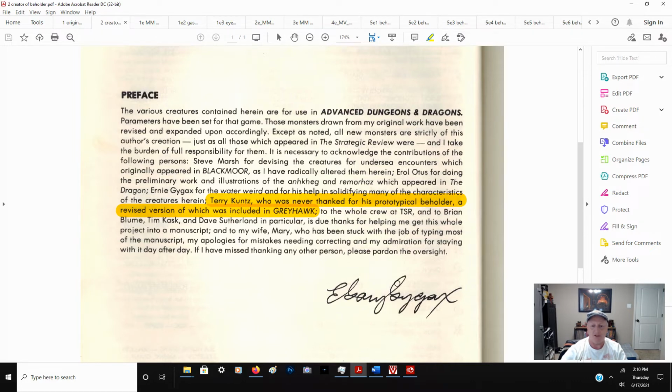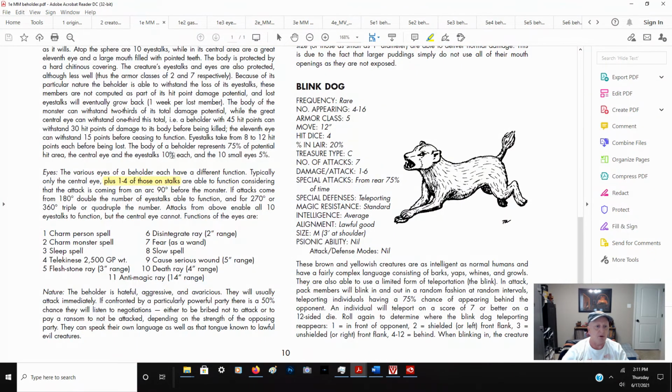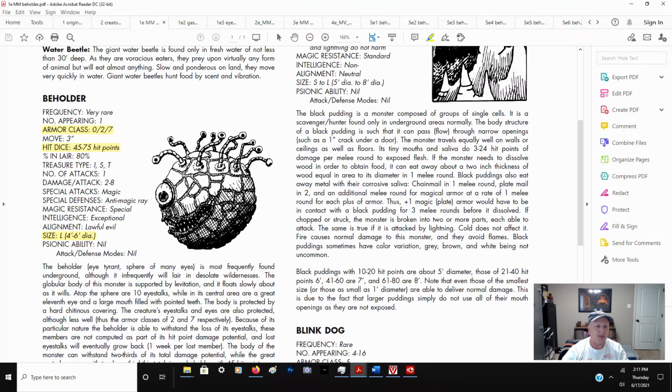Here in the little preface here, Gary Gygax was giving credit to some of the people who gave him assistance. And look at this line right here that I've got highlighted. Something mentioning here to Terry Kuntz, who was never thanked for his prototypical Beholder, a revised version of which was included in Greyhawk, which we just saw. So I've always assumed Terry right here created the Beholder, at the very least created that first illustration. So you may have heard that name before, but coming right from Gygax right there, that had to have been the original person responsible.